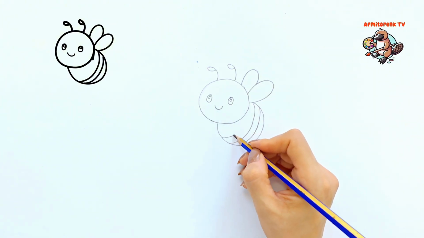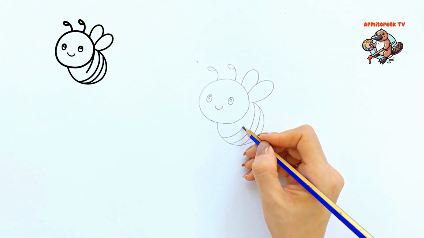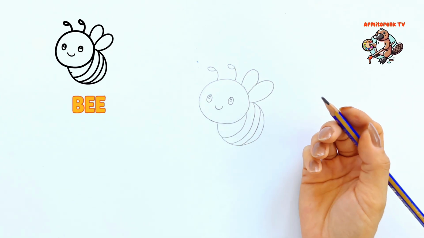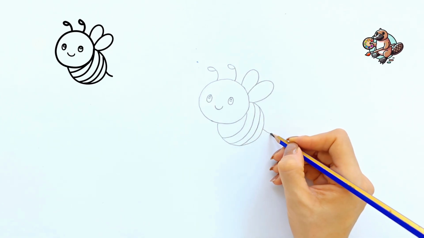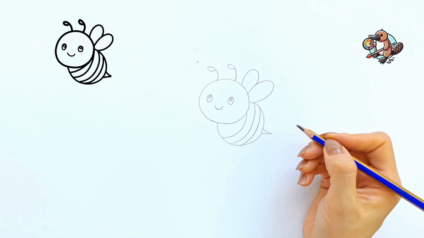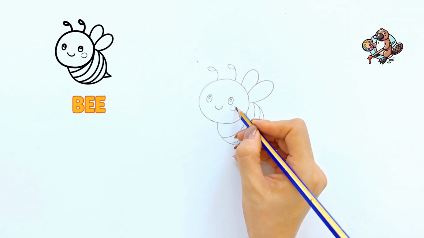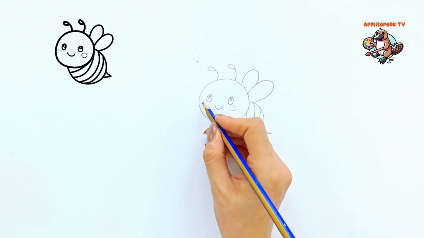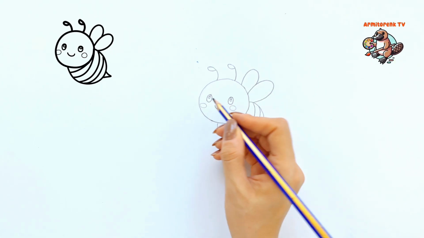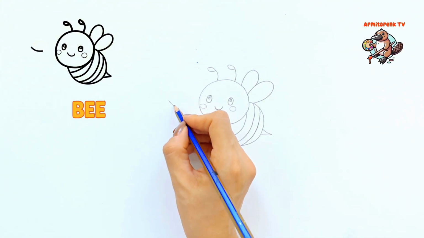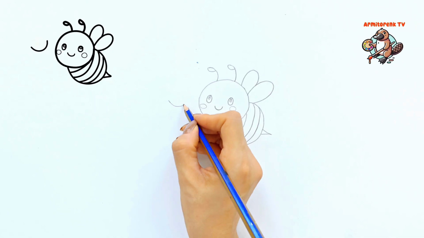What is this? This is a bee. And now, draw the bee's tail. Bee. What is this? This is a bee.